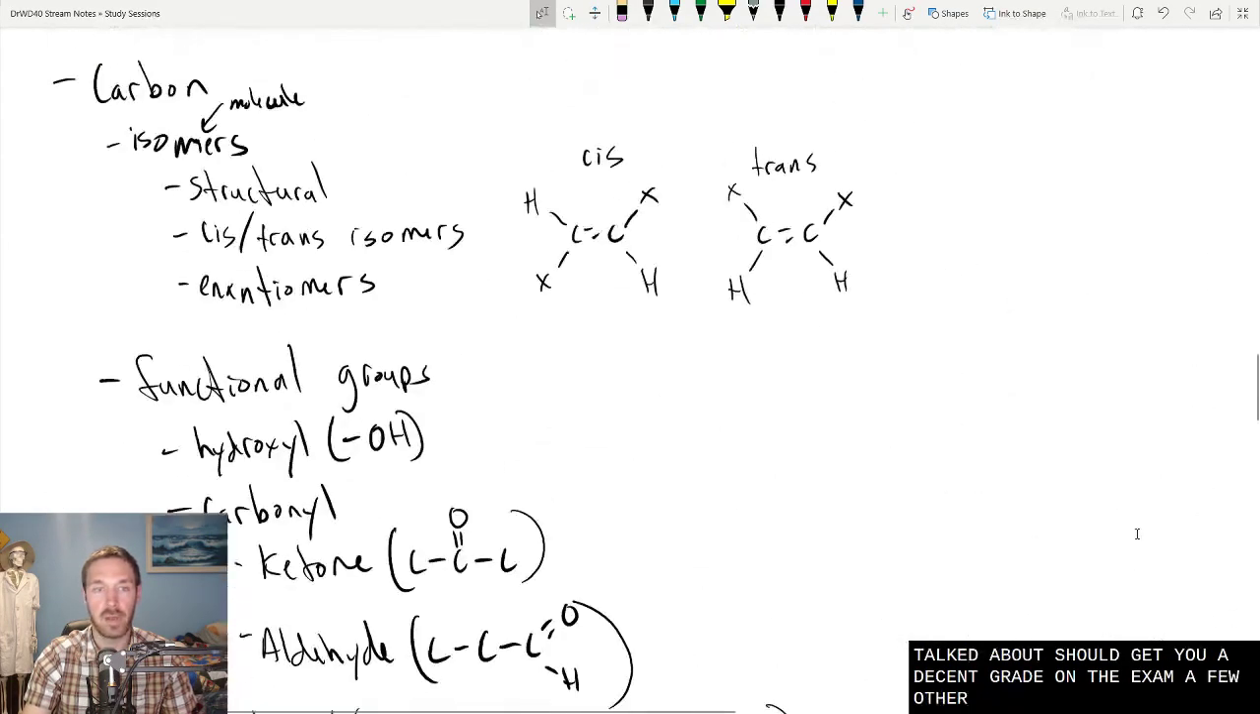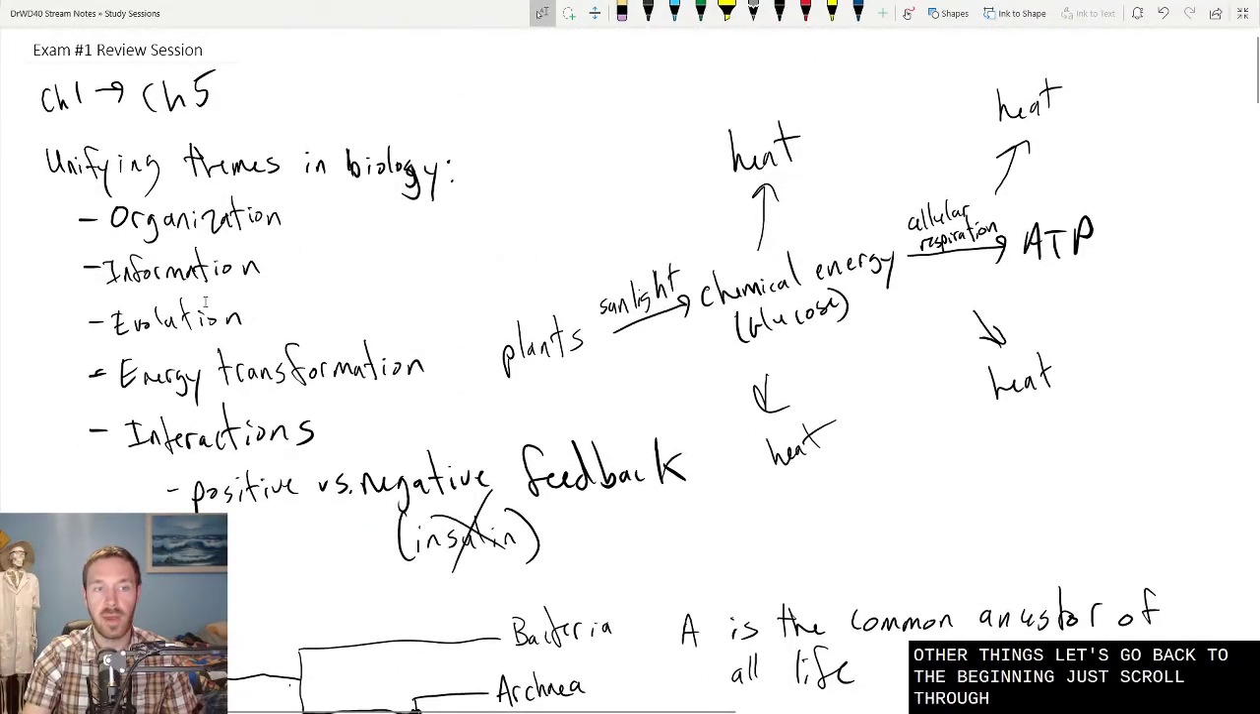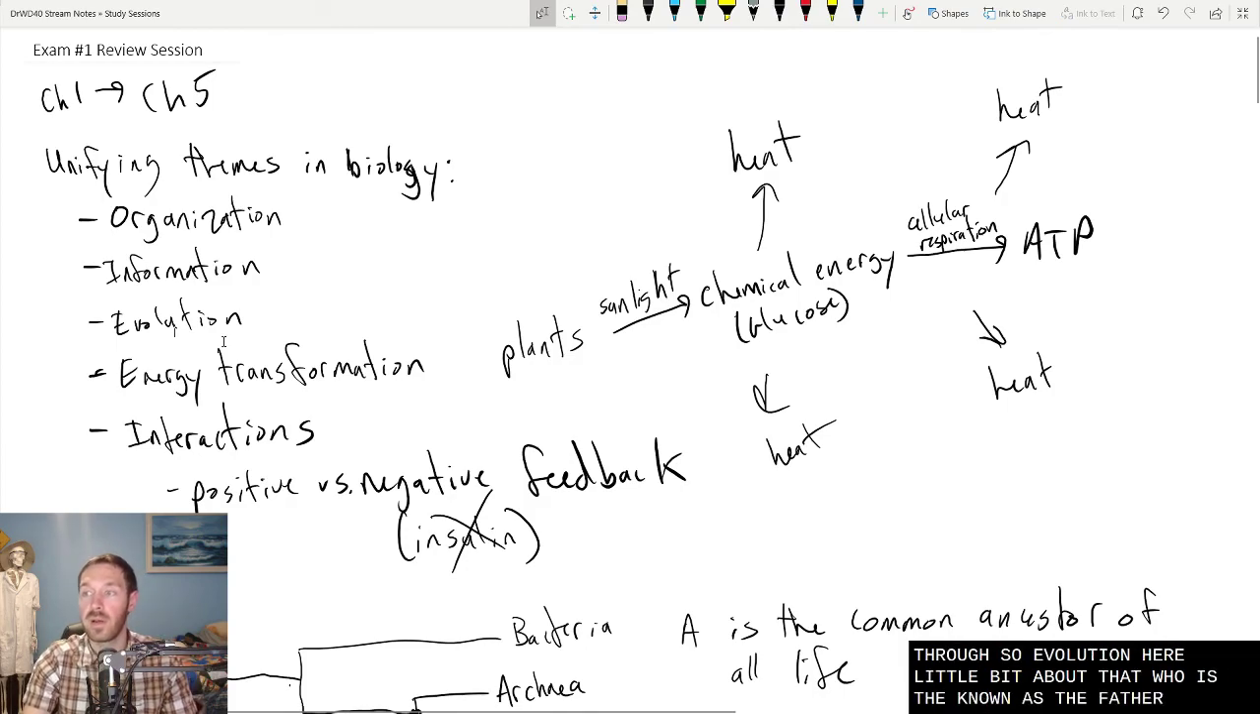Oh, a few other things. Let's go back here to the beginning and just scroll through. So evolution here, a little bit about that. Who is known as the father of evolution? Remember this, Charles Darwin. Chemical equilibrium. So what is chemical equilibrium? That is when the rate of the forward reaction is equal to the rate of the reverse reaction.